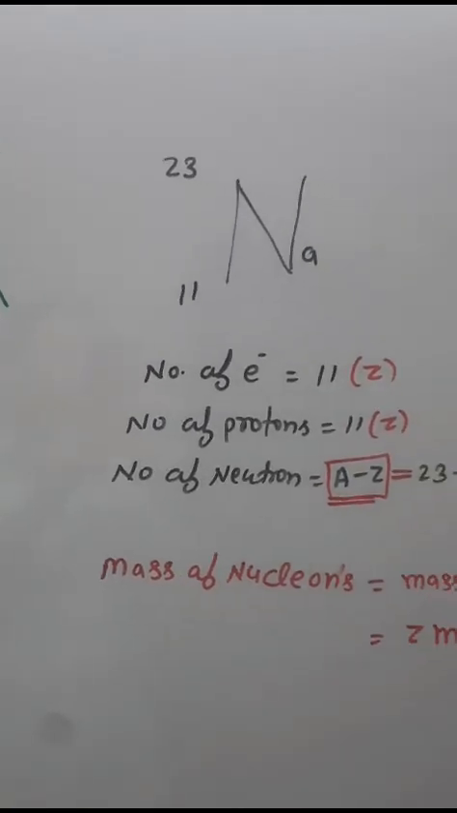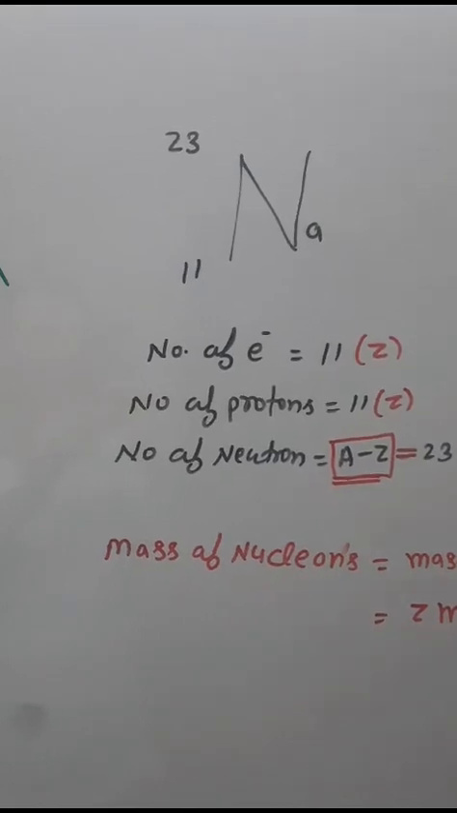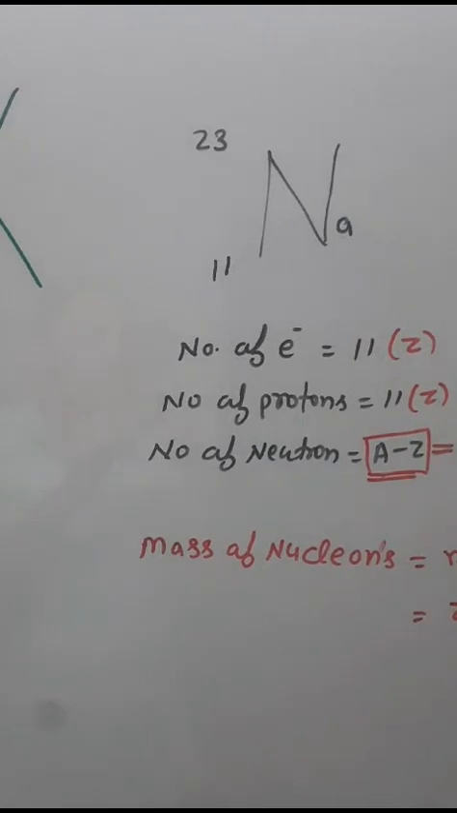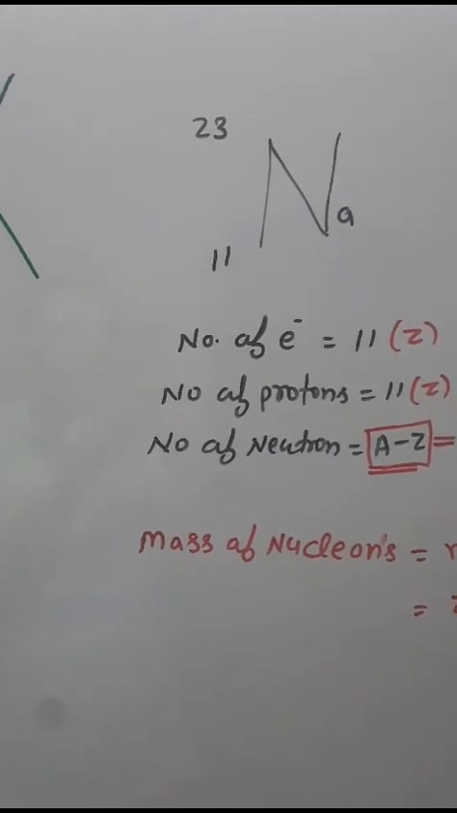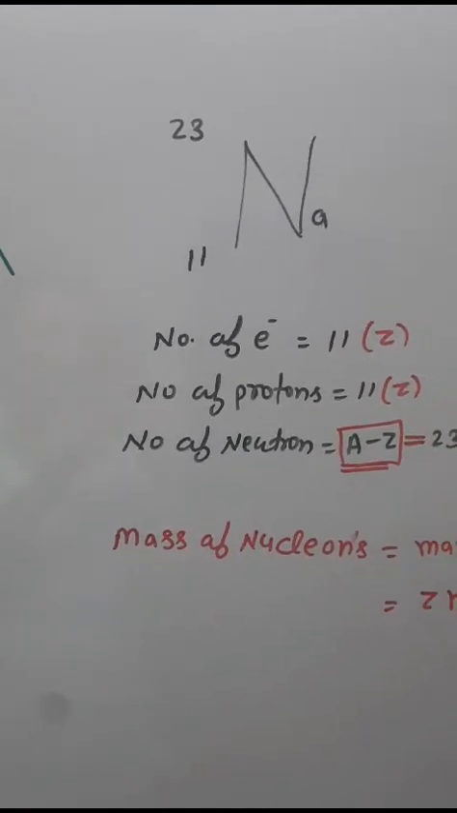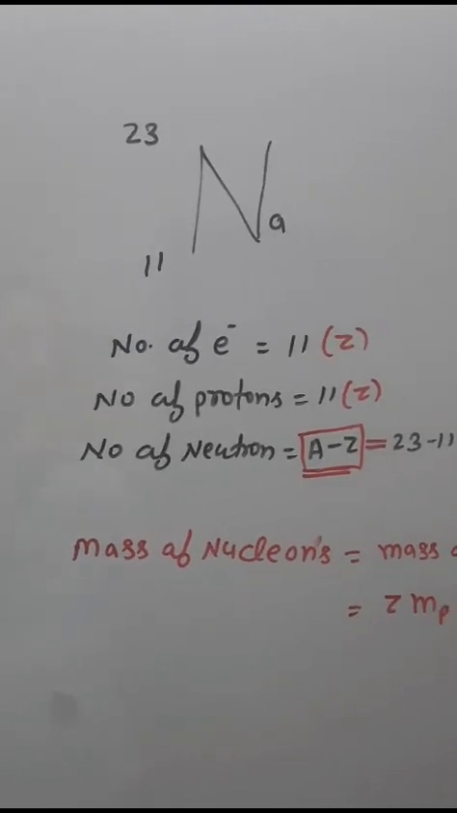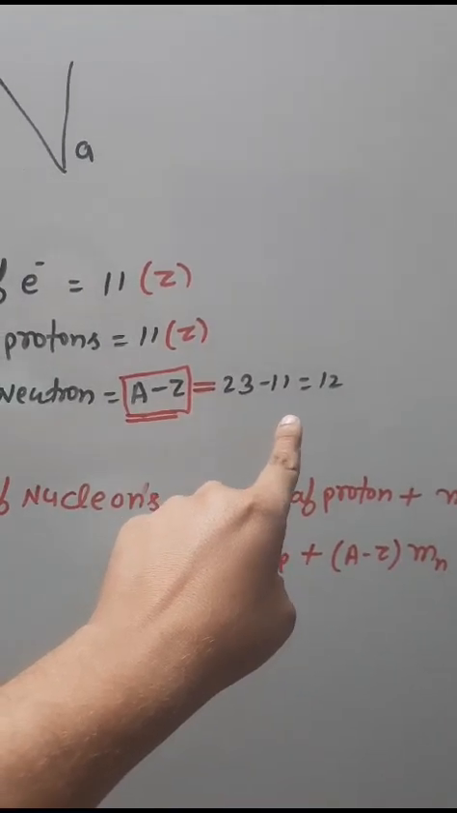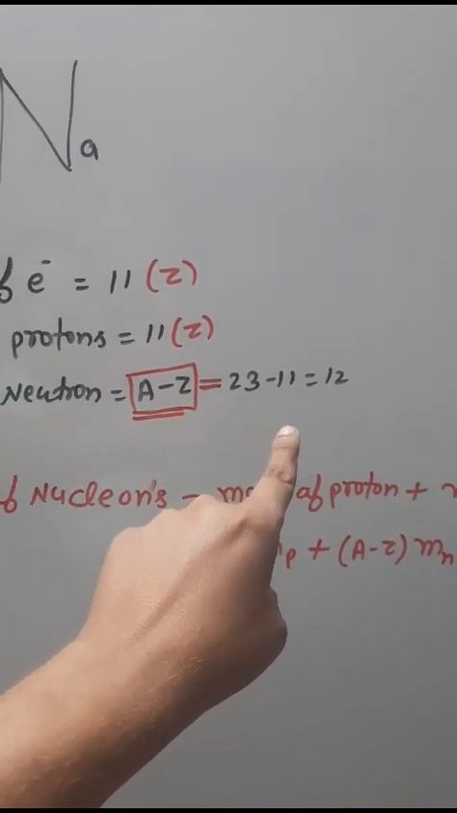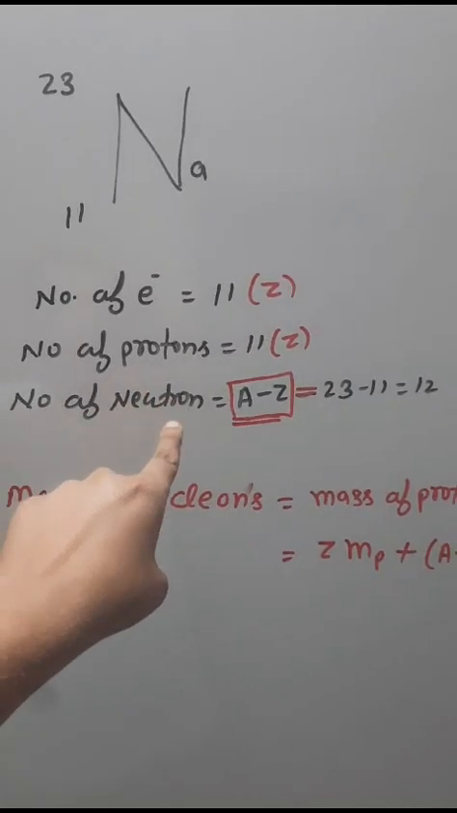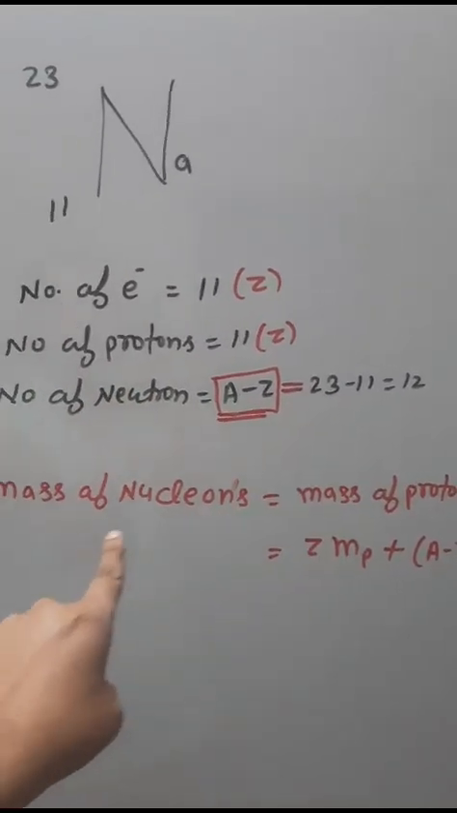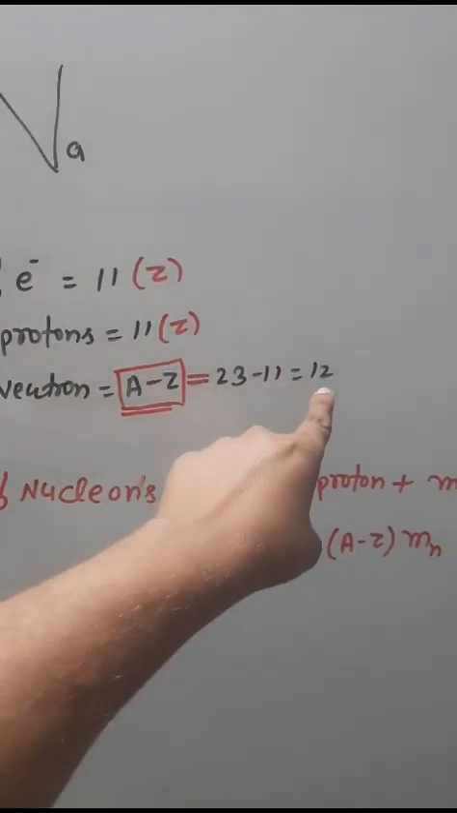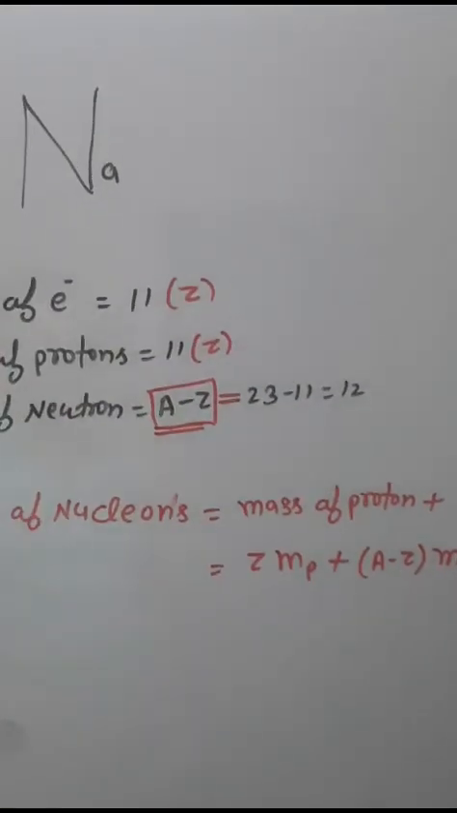So the number of electrons in sodium is 11, that is equal to Z. The number of protons is also 11, that is also equal to Z. And the number of neutrons is A minus Z, which means 23 minus 11 is equal to 12. So we have 11 protons, 12 neutrons. So if we talk about the total number of nucleons, then 11 plus 12, that is 23.